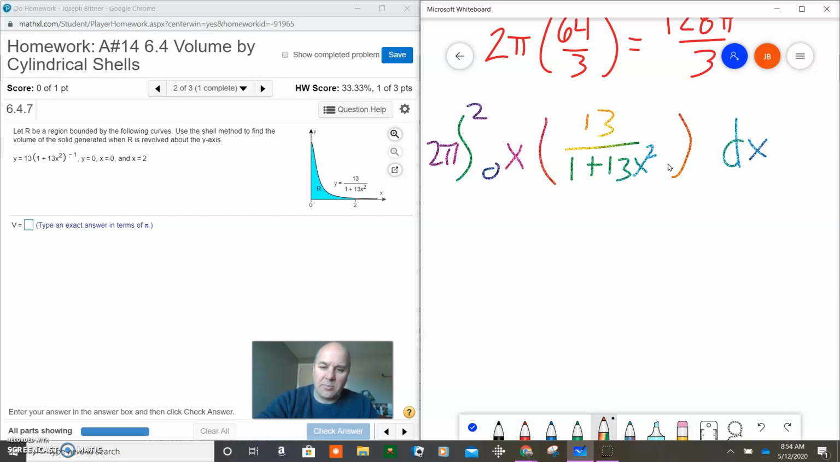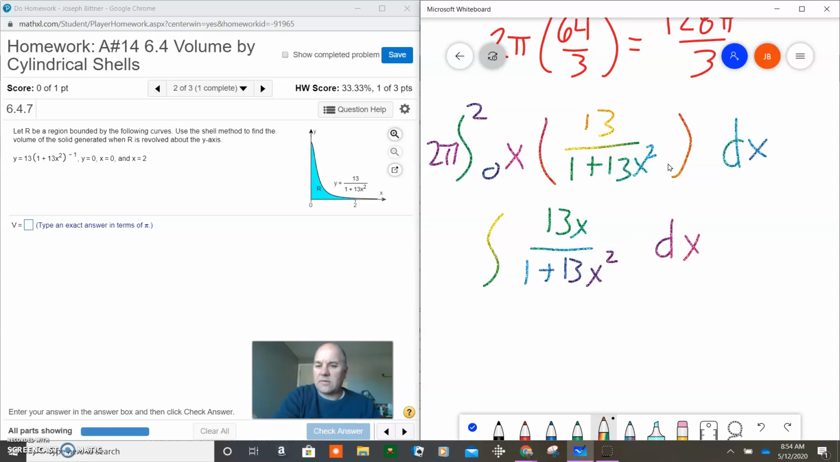Oops, let me get the pen back here. And what I mean by show all of your work, this is 13x over 1 plus 13x squared dx. So you may have to do like a u substitution. I'm going to go ahead and put this on pause and finish up the u substitution. I'll come back and show my work.